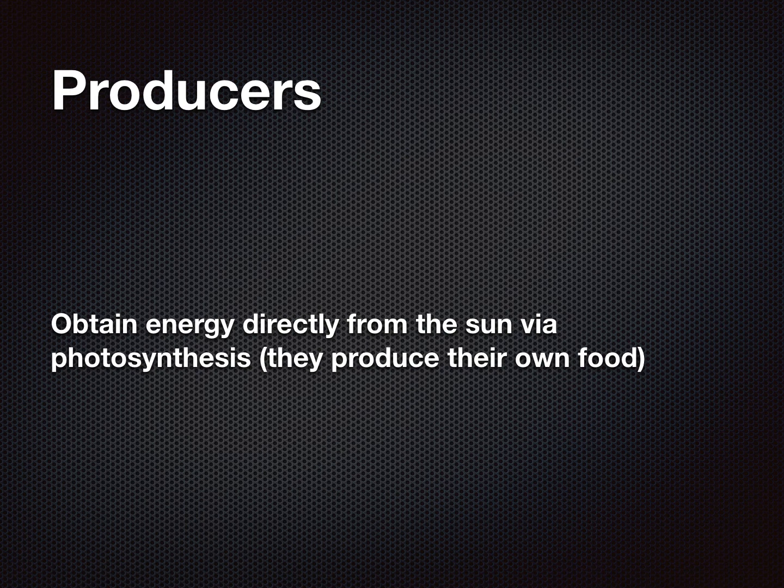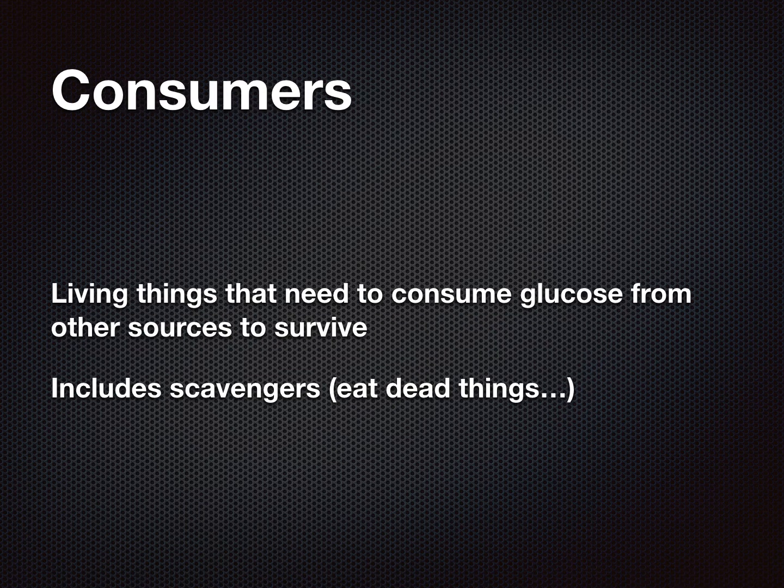Then we have producers. These obtain their energy directly from the sun via photosynthesis. They produce their own food. If you look at the root word, it's produce, to make, and that makes sense why producers would make their own food. Next up is the category humans are in, which is consumers.